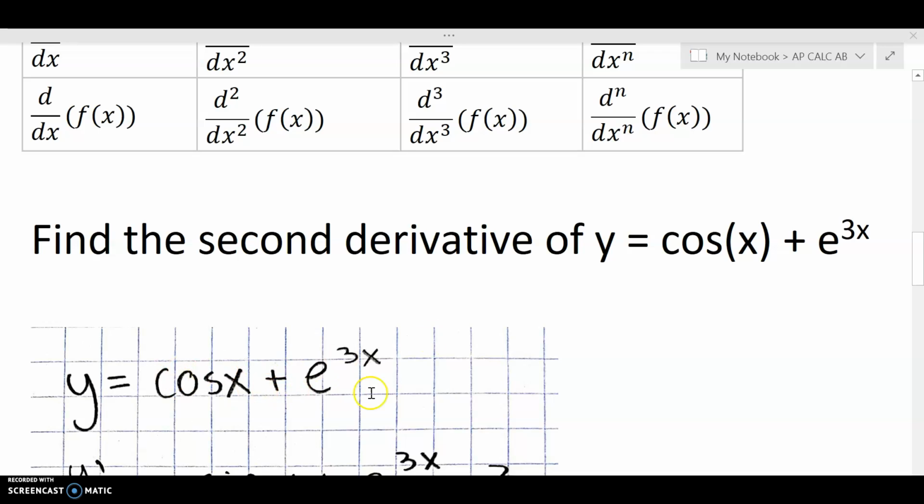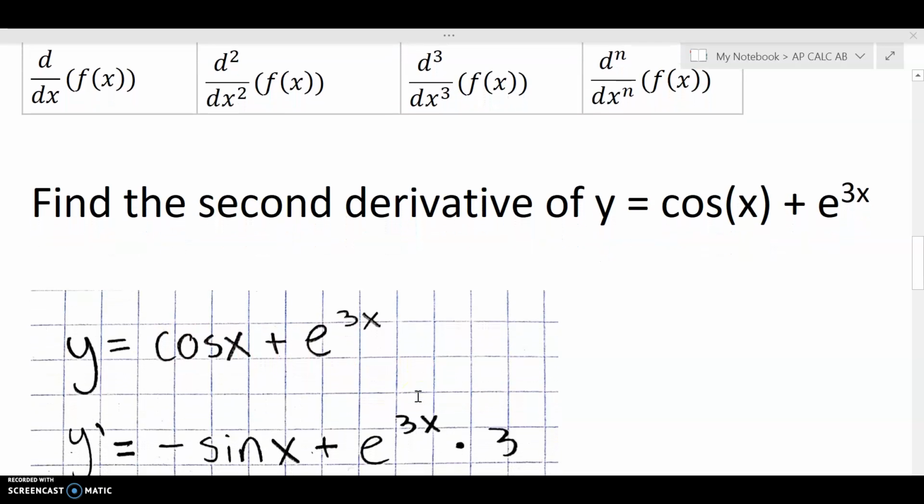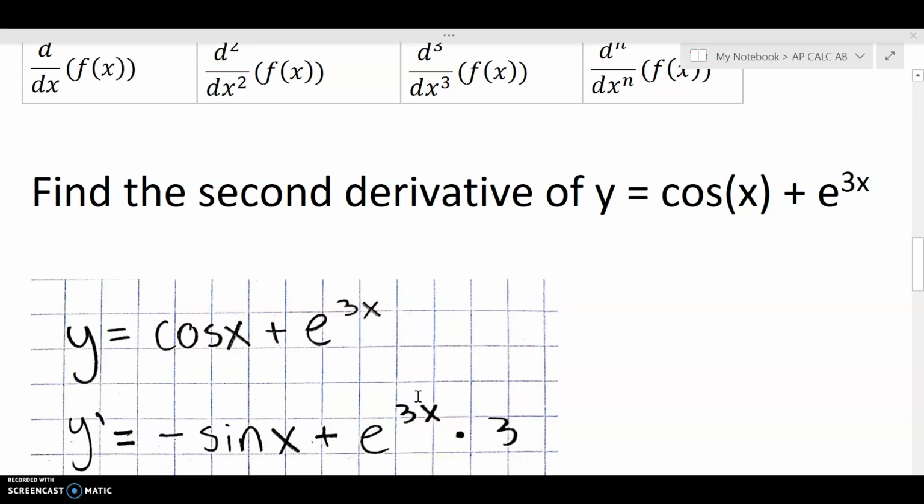Okay, so I just rewrote the function here. Okay, so let's start finding the derivative.